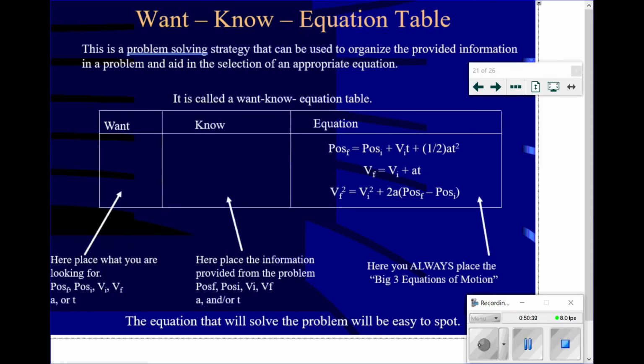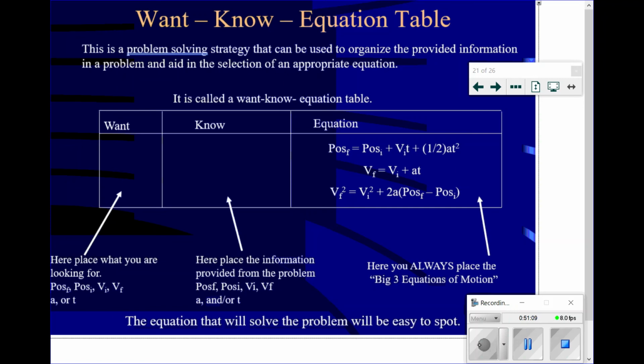Now, a problem-solving strategy that you may want to use, and you're not required to use it at all, is known as a want-know-equation table. Basically, what you do is you will tabulate out what you want. What are you looking for? What are you being asked to find? And when you're answering that question, answer it in terms of position, velocity, acceleration, or time. That is what you're looking for because that's what the equations are that we work with.